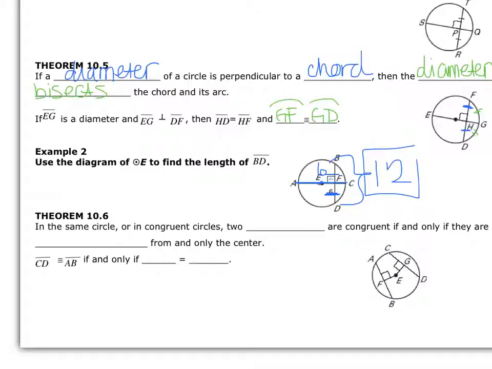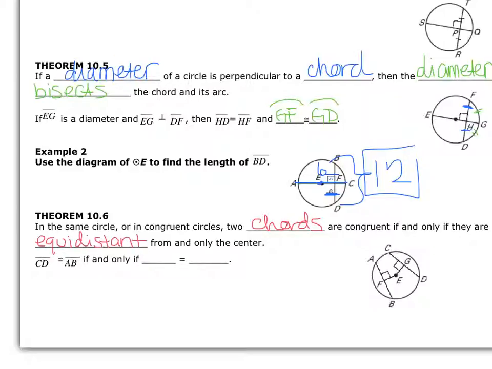All right, theorem 10.6, and you don't have to remember the names or the numbers here. It just, that's the way the book goes. It gives it numbers. In the same circle or in congruent circles, two chords are congruent if and only if they are equidistant. So remember that is equal distance from the center.